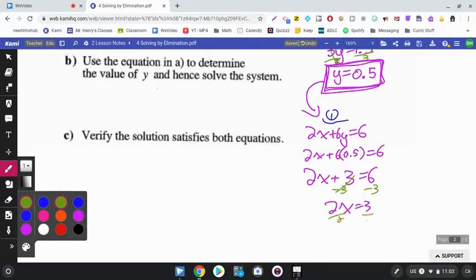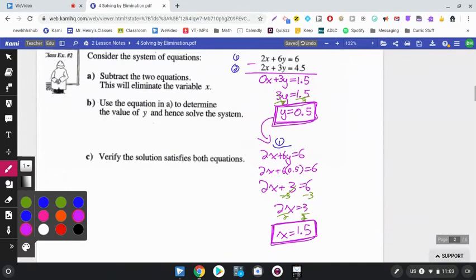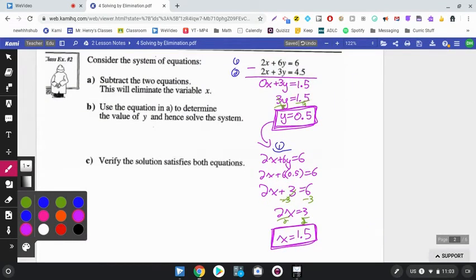Divide by 2, divide by 2. It's a fraction. Because I've already written it as a decimal, maybe let's just write it as a decimal. X equals 1.5. Okay, or 3/2. All right, there you go. So that is solving by elimination, but when I stacked up my equations, I actually subtracted them this time.